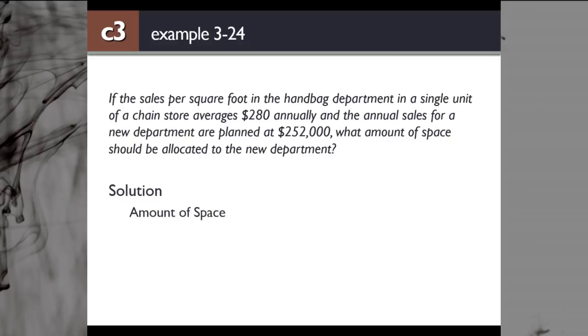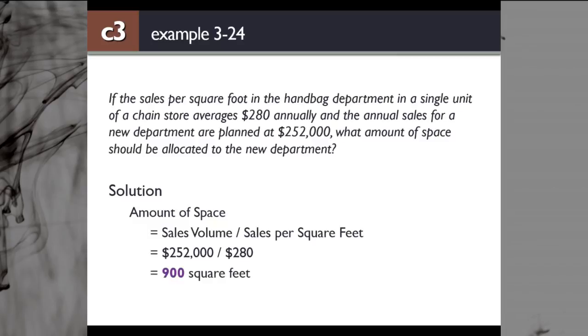which one divided by which one. You have to think about the sales volume, which is $252,000, divided by 280, because you're making $280 per square foot in this case. So that's going to be 900. So you can tell that you need 900 square feet to make these sales. If you want to make $252,000 in sales, you need a space of at least 900 square feet.